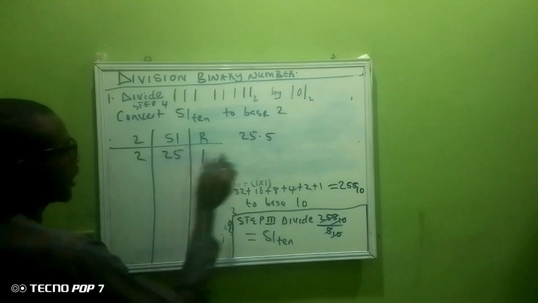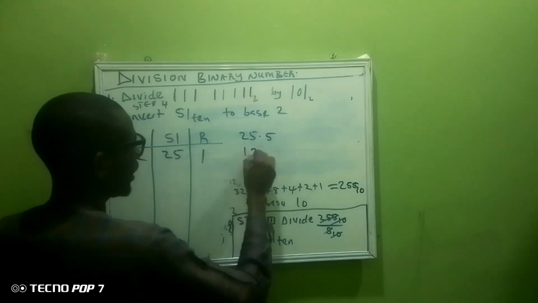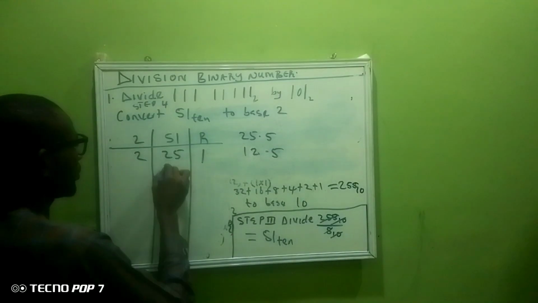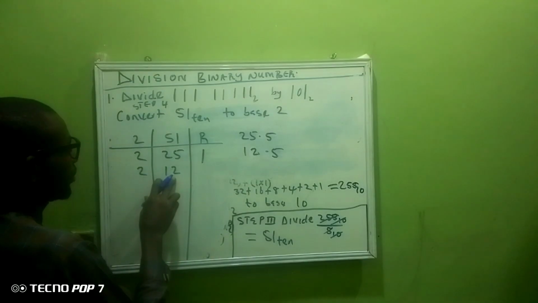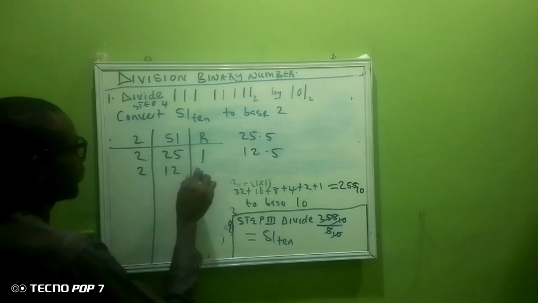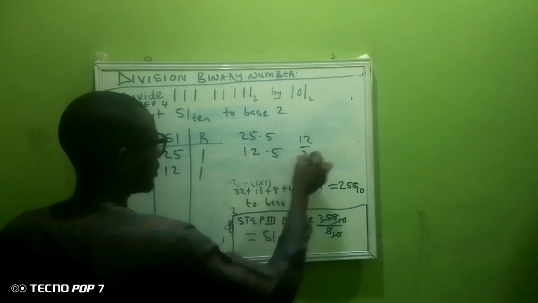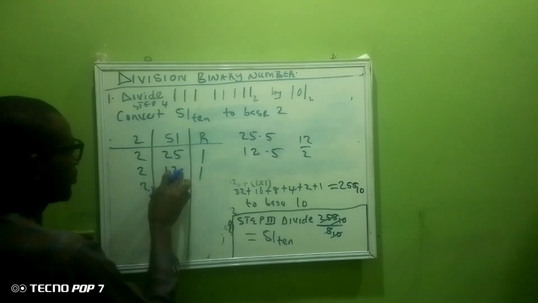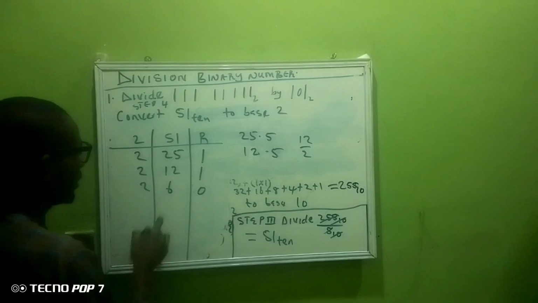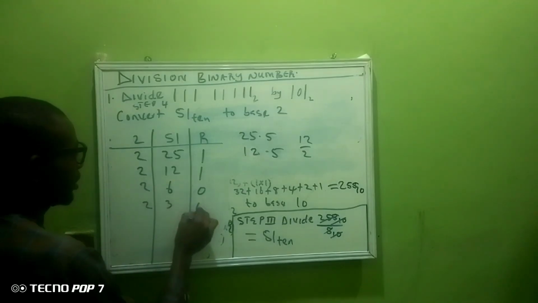The next is 25 divided by 2. I think it's going to give us 12.5. So we're going to write 12. Then we say 2 times 12 gives us 24, and 25 minus 24 is equal to 1. The next we say 12 divided by 2, that is 6. Then 2 times 6 is 12, and 12 minus 12 is 0. The next we say 6 divided by 2 gives us 3. Then 2 times 3 is 6, and 6 minus 6 is 0.